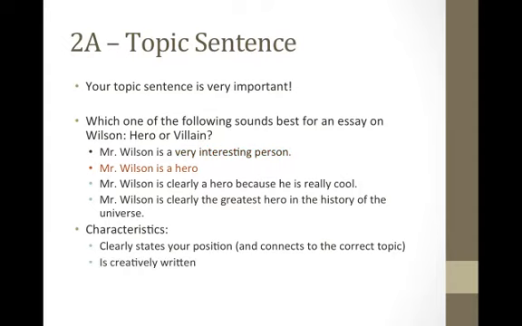Second, is it creatively written? Just saying "Mr. Wilson is a hero," well, it does state your position, but it's not very creative, so we want to get a little bit more creative than that.